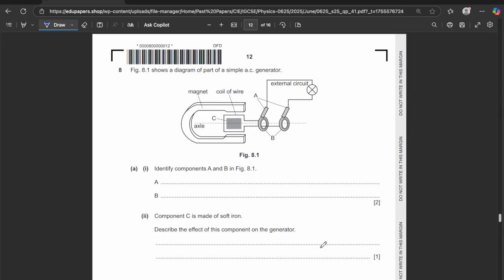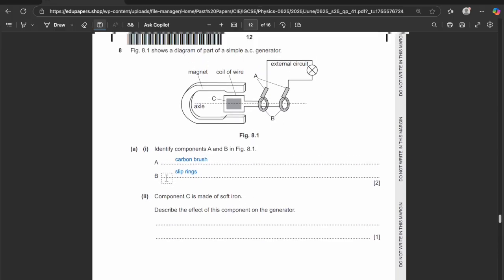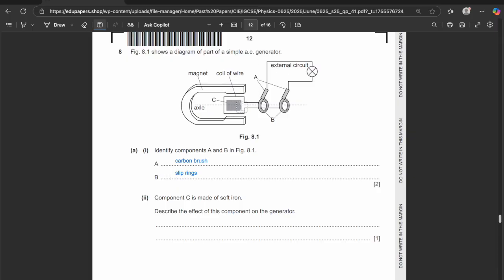8. Figure 8.1 shows a diagram of part of a simple AC generator. A1, identifying components A and B. A is a carbon brush, and B is slip rings. 2. Component C is made of soft iron. Describe the effect of this component on a generator. Soft iron is usually used to link the magnetic field, and it strengthens the field since it is a magnetic material. So it strengthens the magnetic field of the magnet.